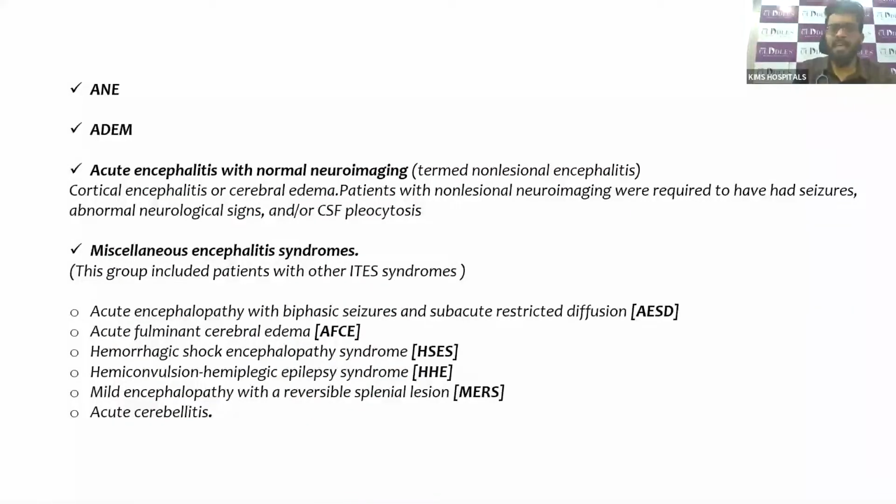The whole spectrum is ANE, ADEM, and acute encephalitis with normal imaging. This could be non-lesional encephalitis. Sometimes MRI and CT can be normal despite a lot of CNS manifestations. Then you have miscellaneous encephalitis syndromes. This can be in the form of AESD, acute fulminant cerebral edema, hemiconvulsion hemiplegic epilepsy syndrome, mild encephalopathy with reversible splenial lesion, and acute cerebellitis. We'll look into these images quickly.